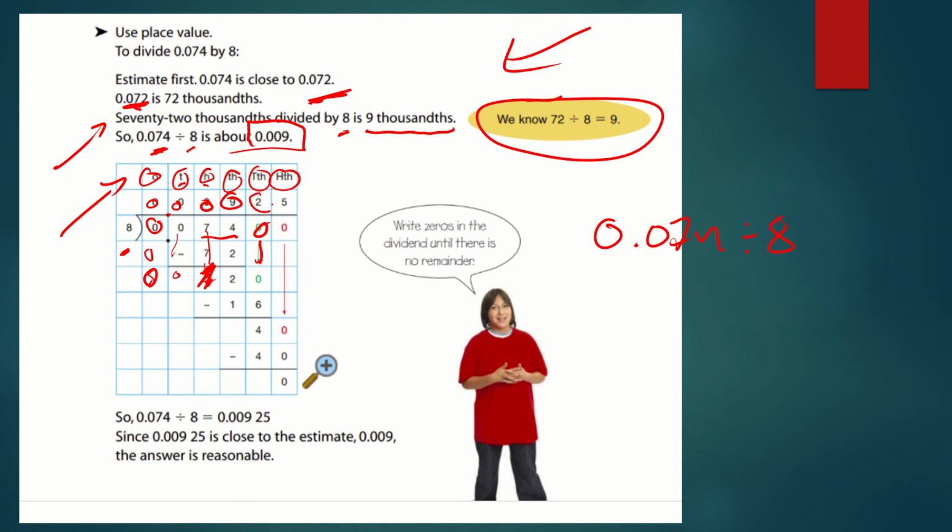8 goes into 20 twice. 8 times 2 is 16. Then we do 20 minus 16, we're going to get 4. Now we bring another 0 down. 8 goes into 40 5 times. And we get a remainder of 0. So 0.074 divided by 8 is 0.00925. Well, we know that that's our close answer because we estimated that it should be 0.009.